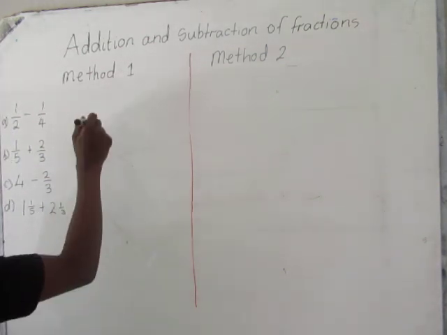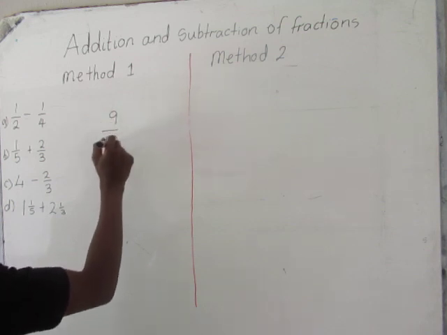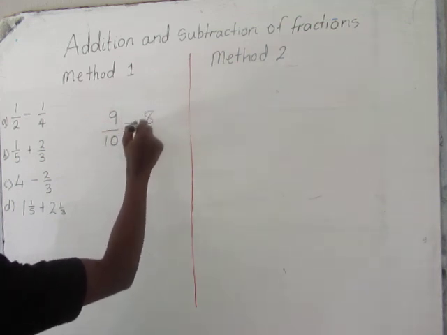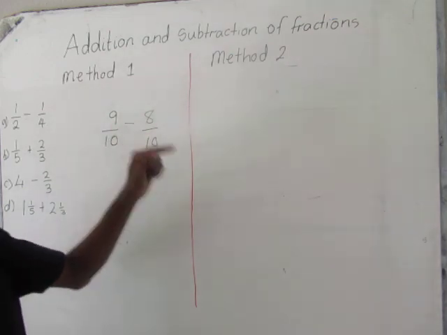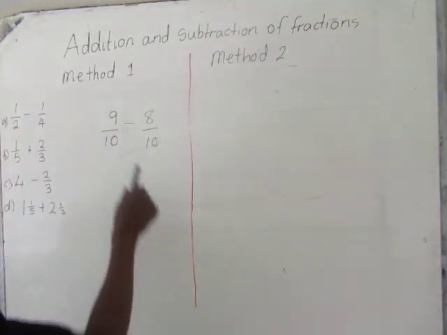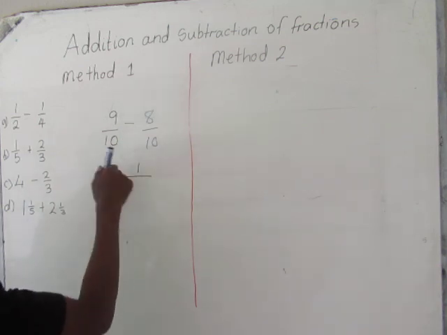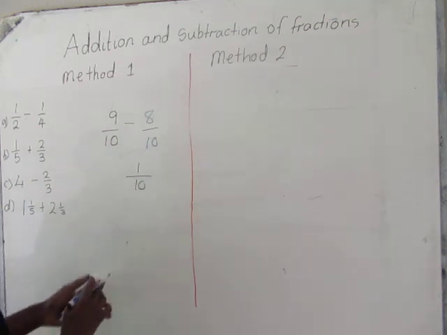Suppose we are given 9 over 10 minus 8 over 10. Since the denominators are the same, we can subtract the numerators right away, which is 9 minus 8, we get 1 over the same denominator, 10.